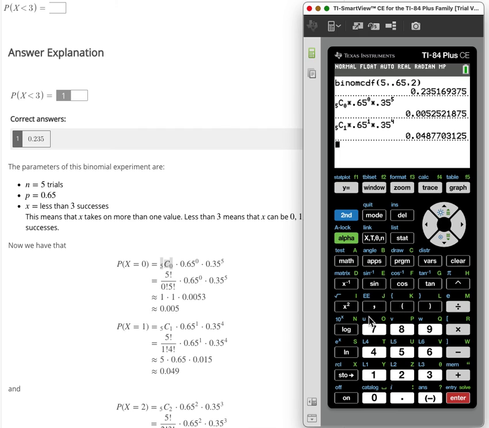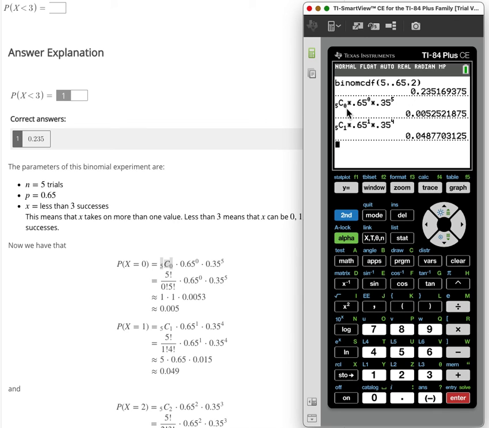And then I could do the other one. But see, I'd have to do all of this and then add all those together, when all I could do is binomcdf. So hopefully that answers your question, and you'll use binomcdf and PDF instead of this stuff.